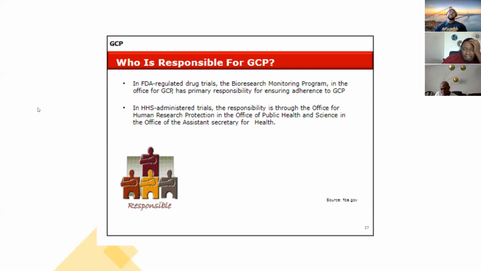So, who is responsible for GCP? In FDA regulated trials, the biomedical monitoring program of the Office of GCP has primary responsibility to ensure adherence to good clinical practice. And for trials administered by the Department of Health and Human Services, the responsibility goes to the Office for Human Research Protection. So different offices have different responsibility for the GCP.